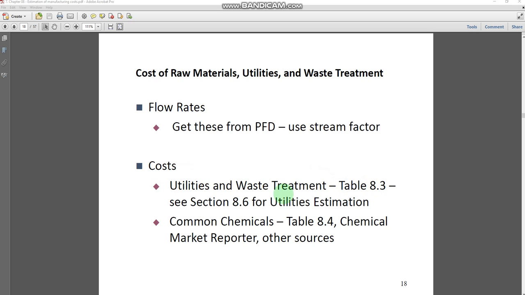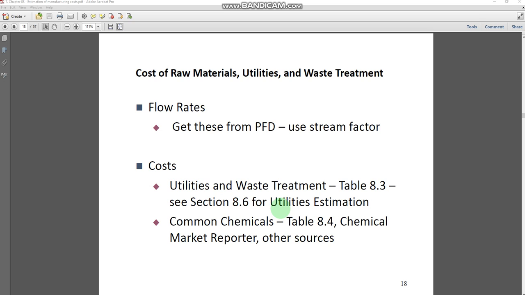So in this table you would see the cost of different utilities, so that would mainly include the cost of electricity, maybe the cost of boiler feed water, high pressure steam. And maybe there will be a lot of things like the air supply and the steam generation cost, and maybe the refrigeration or the waste disposal cost. Okay, so all the utilities and the waste treatment cost, you can get it from the table 8.3, and the section 8.6 can give you some estimation for the utilities cost.